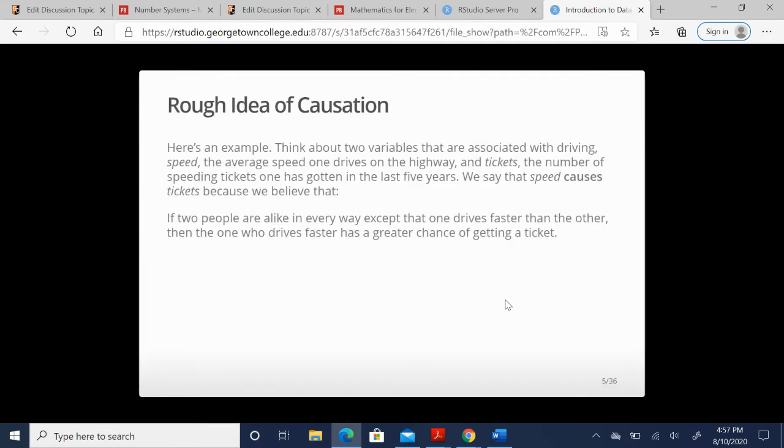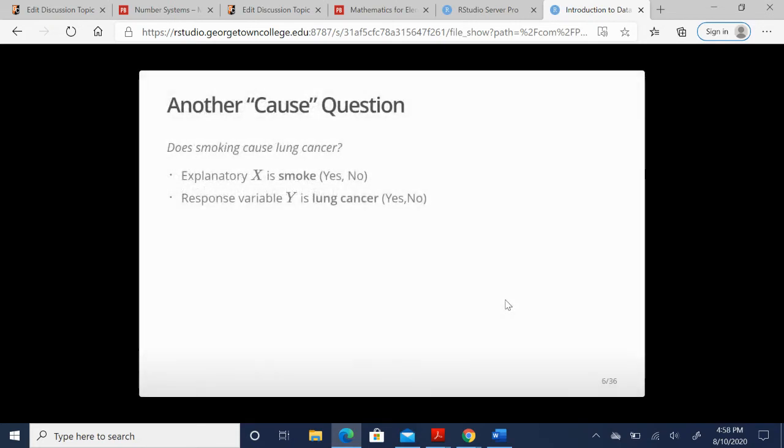So here's an example. Think about two variables that are associated with driving. Speed, the average speed one drives on a highway, and tickets, the number of speeding tickets you get in the last 5 years. We say that speed causes tickets. If we say that, we believe that if two people are alike in every other way, except that one drives faster than the other, the only variable that's different between them is the speed. The one who drives faster has a greater chance of getting a ticket. If we truly believe that speed causes tickets, it alone has to be the great influencer.